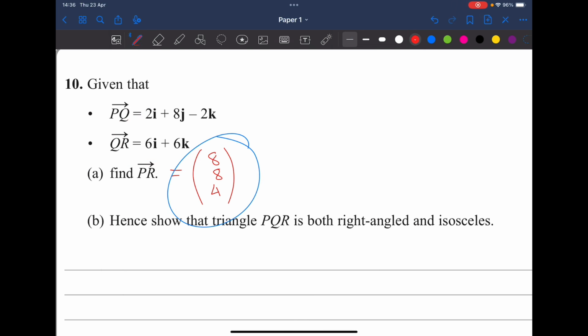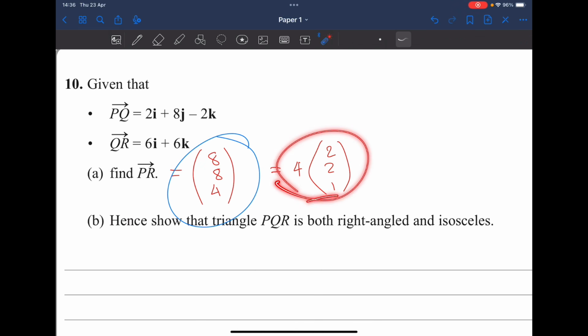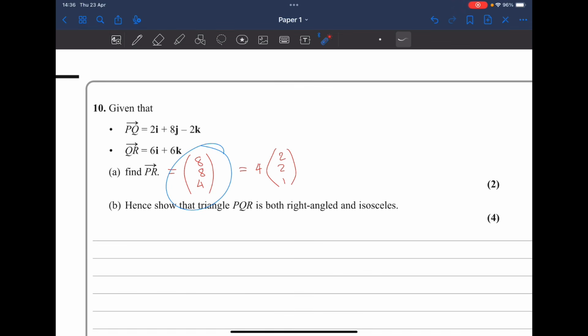It's probably worth writing down that you can factorize it, 4 lots of 221, just in case you need to do stuff with parallel later on. It's a very quick thing to do. Show that the triangle is both right angled and isosceles. Lots of ways to do that. You can do some stuff in further maths, but I won't do that obviously.